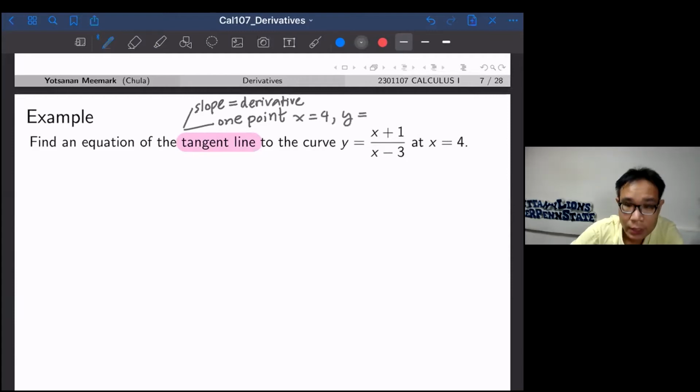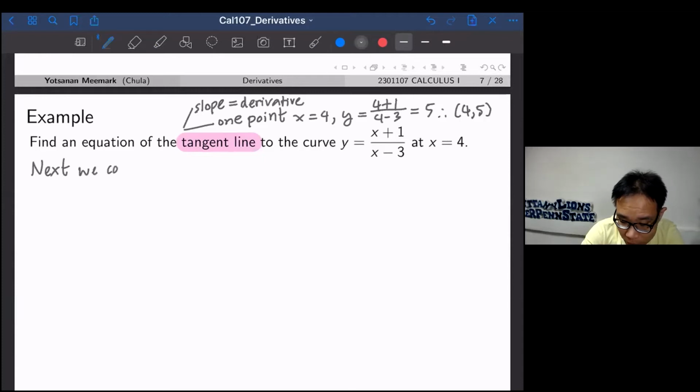You're going to need y equals 4 plus 1 over 4 minus 3. So it's going to be 5. So the point will be 4, 5. Okay, so you have the point 4, 5 in this case. Now we have to find the slope of the tangent line to the curve. We need the slope, which is the derivative. So next, we compute the derivative at 4 to be the slope m.